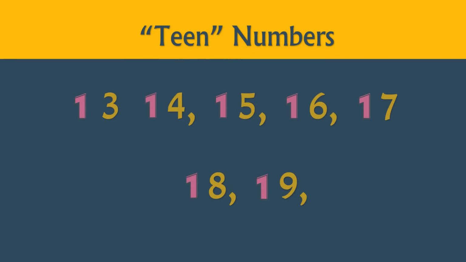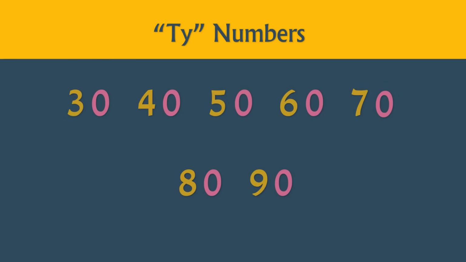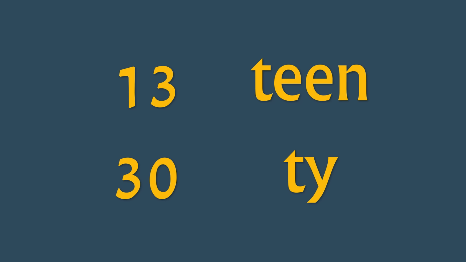The teen numbers always contain the number 1, for example, 13, 14, 15, 16, 17, 18, and 19. T numbers end with 0. For example, 30, 40, 50, 60, 70, 80, and 90. Remember, the teen number always contains the number 1, and the T number ends with a 0.